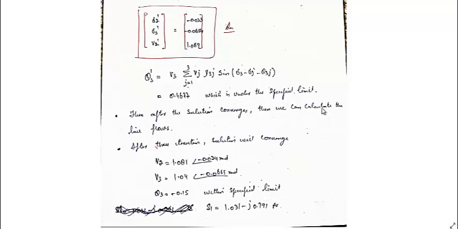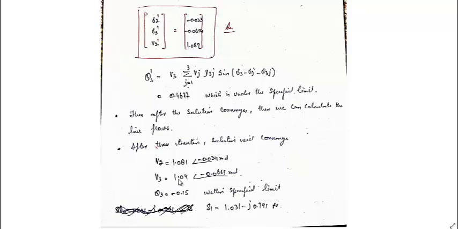When the solution converges, then we have to calculate line flows, power losses in the lines, and slack bus power. For this problem, only 3 iterations are required to converge the solution, and the converged values of the voltages and phase angles are like this. V2 is 1.081 at an angle of minus 0.024 radians. V3 is 1.04 at an angle of 0.0654 radians. Delta 2, delta 3, and this V2. V3 is constant. And Q3 is minus 0.15, which is again within the specified limit.